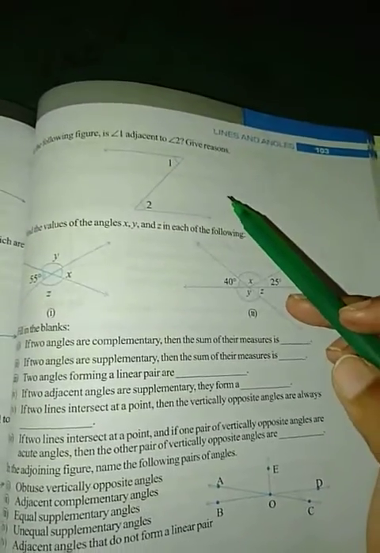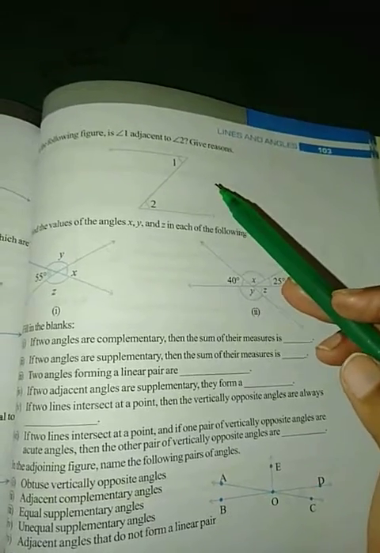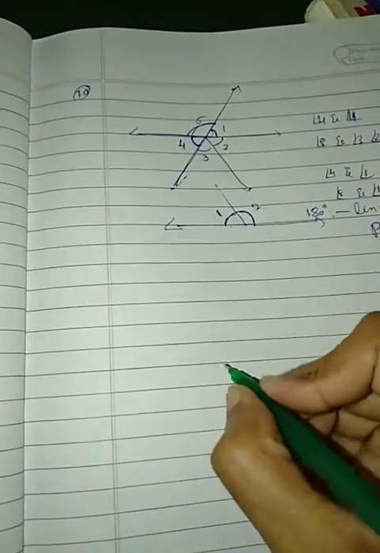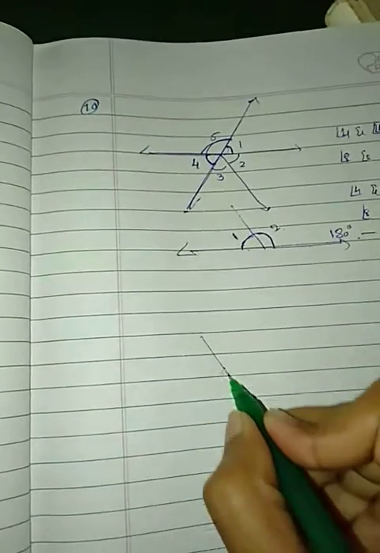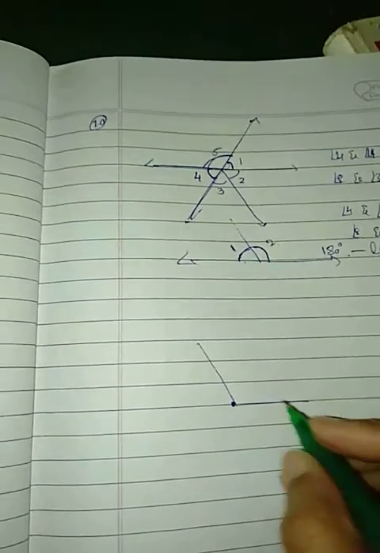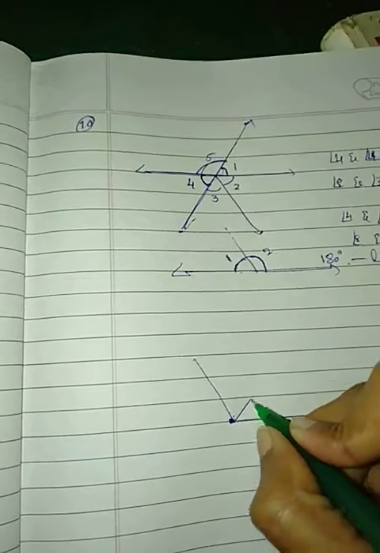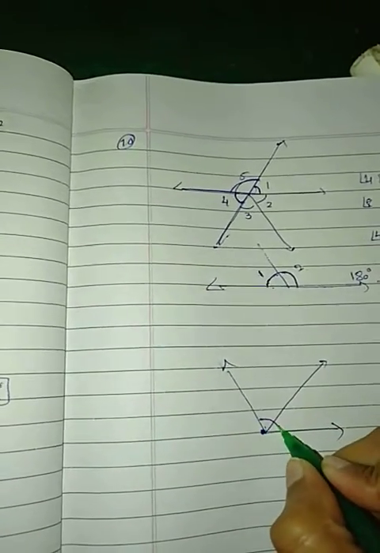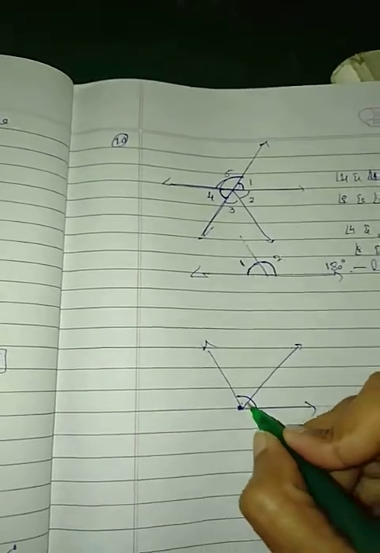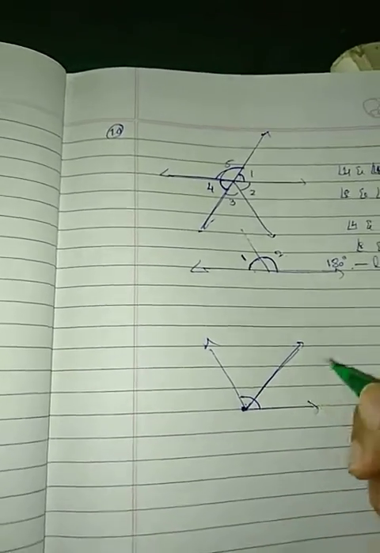But here they don't have a common vertex, so these angles are not adjacent angles because they don't have a common vertex. Vertex is nothing but the common point. See this. If this is one angle, now this line will cut this angle into two parts.